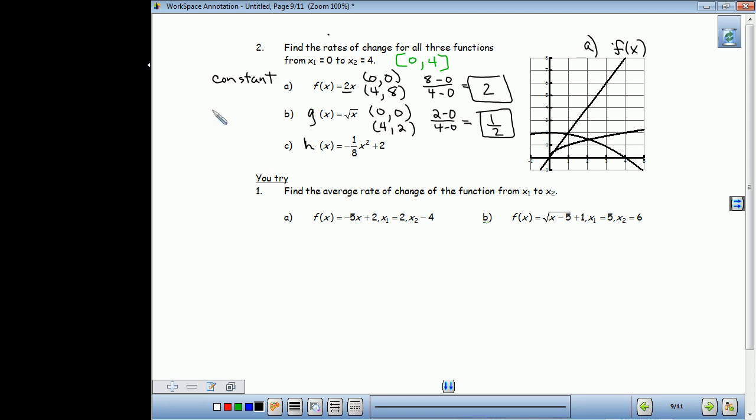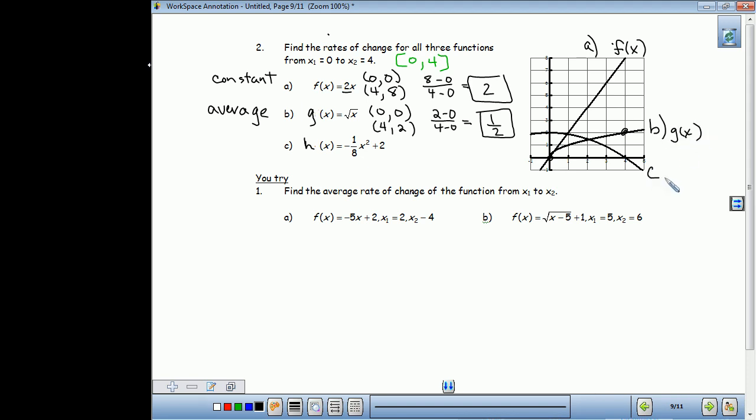But this one's not a line. All I can do is the average rate of change. So on this one, the average rate of change over this interval is 1/2. But if I picked a different interval, would I get the same rate of change? May not. Probably not. Did you guys see? Up 2 over 4. What's up 2 over 4? 1/2. So this is B, g of x.